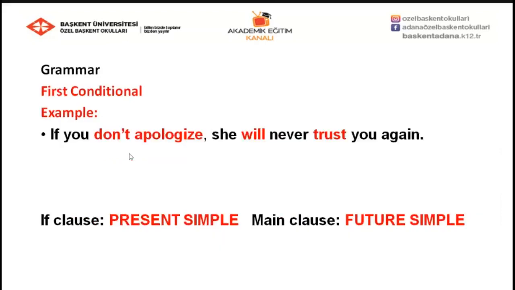I would like to give some examples about it. If you don't apologize, she will never trust you again. If clause indicates present simple, main clause indicates future simple.